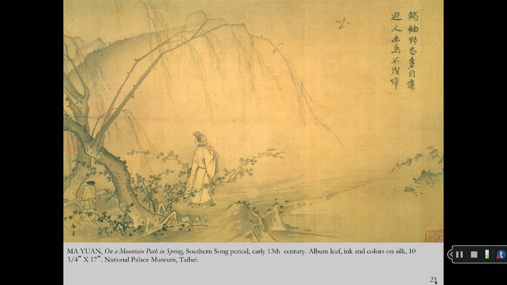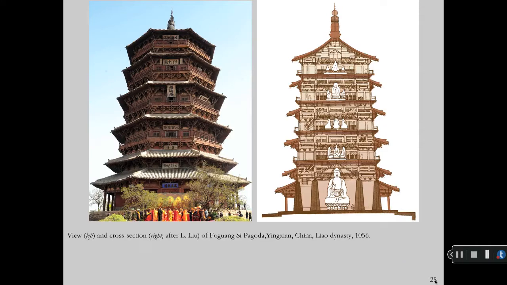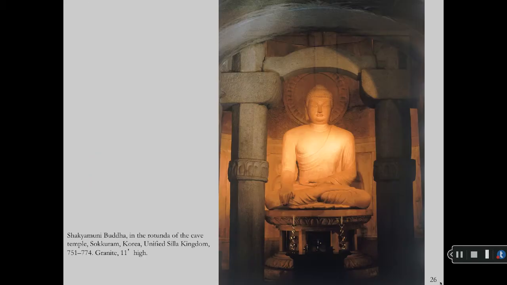This artwork was painted by Ma Yuan, most famous of the Song painters. Luohans giving alms to beggars, Southern Song period. Cross-section of a Buddhist pagoda. Shakyamuni Buddha.